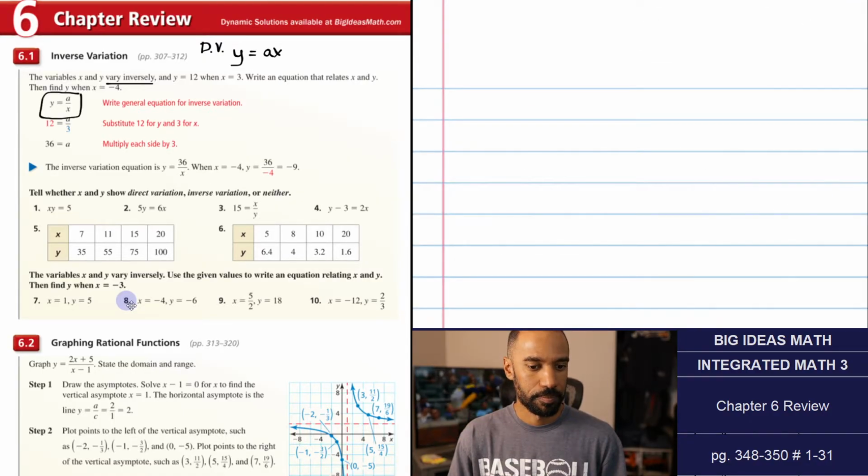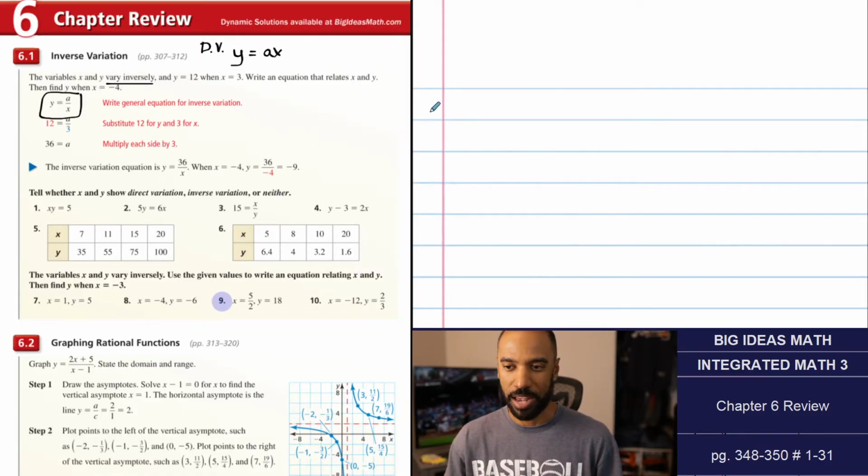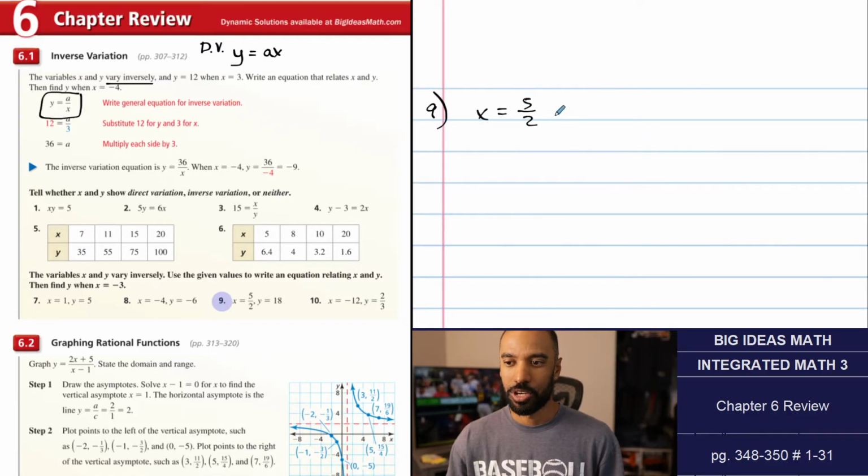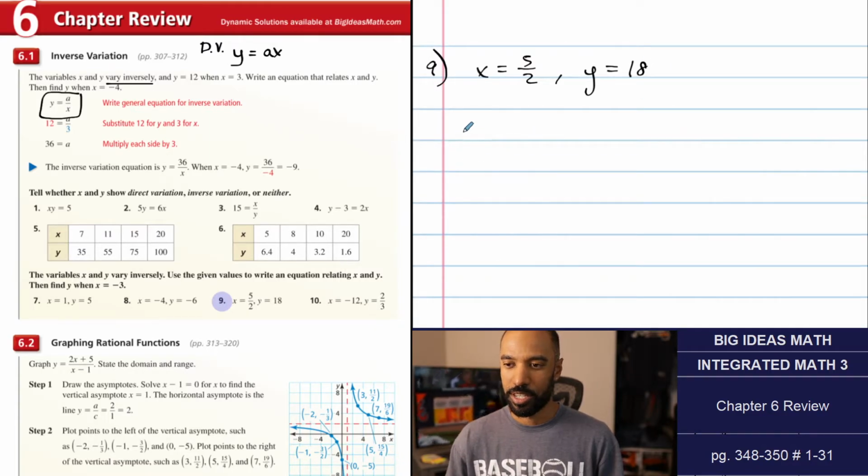Number 9. They try and get a little tricky now. They deal with fractions. And of course, this is a rational functions chapter, so it's not completely out of the realm that we deal with something on fractions. Let's see how this one works. Tricky, tricky. It says y equals a over x.